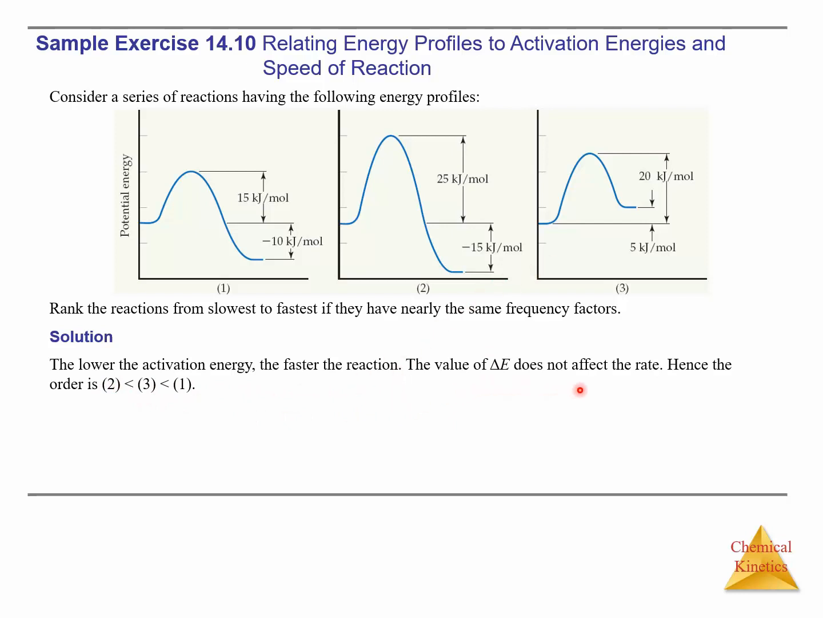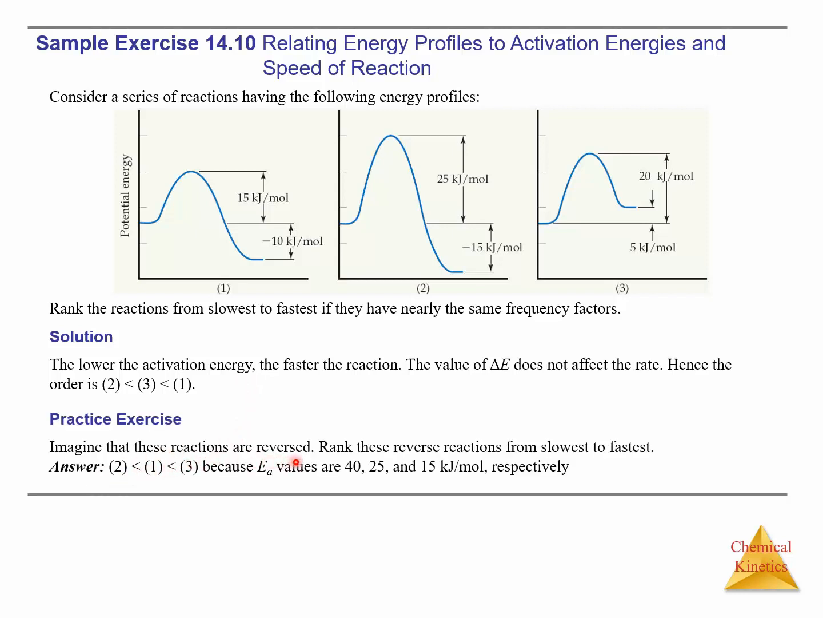So the value of delta E does not affect the rate, hence the order is, you see here, 2 is less than 3 and 3 is less than 1. So this is the activation energy, 25, 20, 15. So the smaller the value of activation energy, the faster the reaction. This is the arrangement: 2, the 25, is less than 3 and 3 is less than 1.